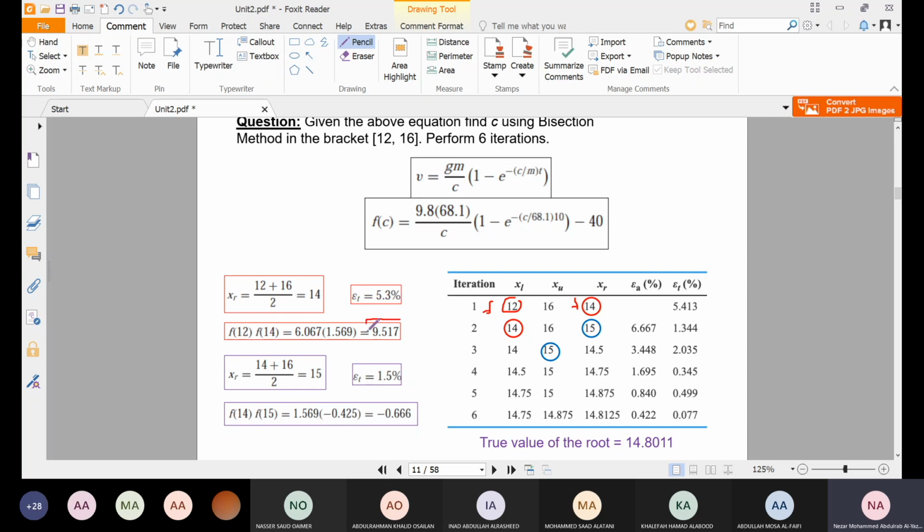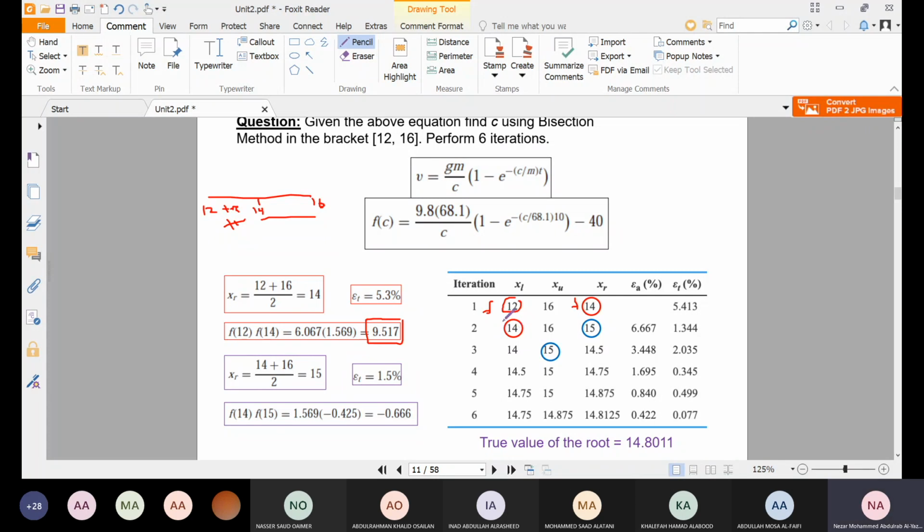I find it positive, or greater than 0. That means this is 12 and this is 16, and I have here 14. If I multiply the function at this point and the function at this point and it is positive, that means the root will not be here, so it should be here. So what I will do is replace the lower bound by the midpoint. The midpoint now becomes the lower bound, like this.